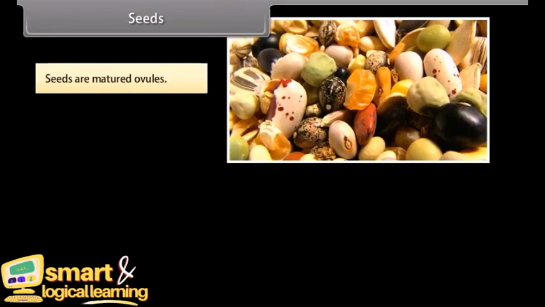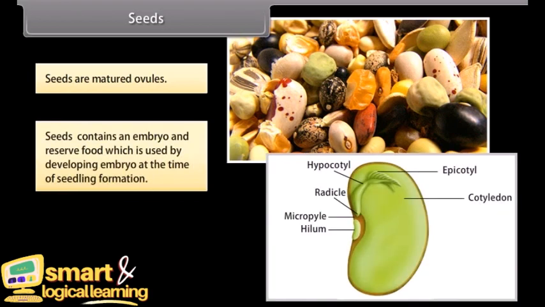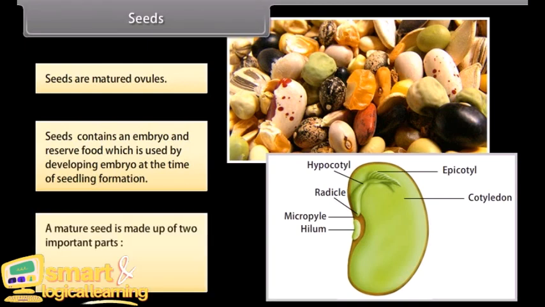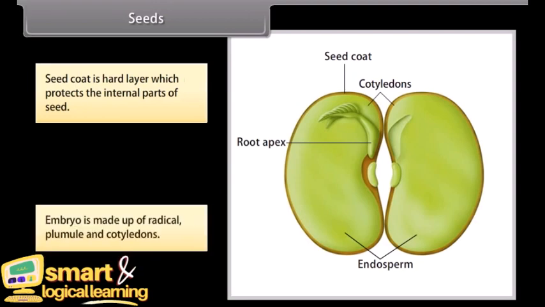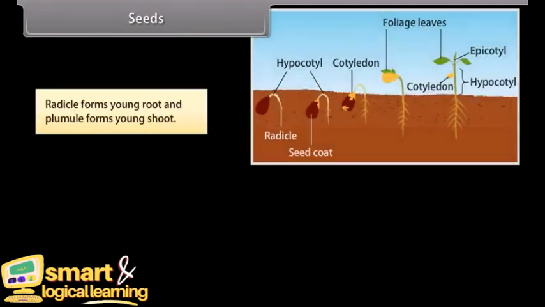Seeds. Seeds are matured ovules. Seeds contain an embryo and reserve food which is used by developing embryo at the time of seedling formation. A mature seed is made up of two important parts: seed coat and embryo. Seed coat is hard layer which protects the internal parts of seed. Embryo is made up of radicle, plumule, and cotyledons. Radicle forms young root and plumule forms young shoot.